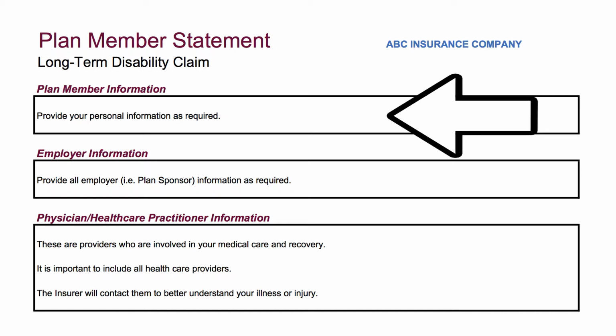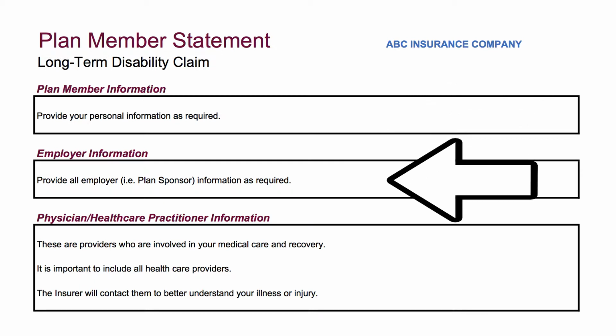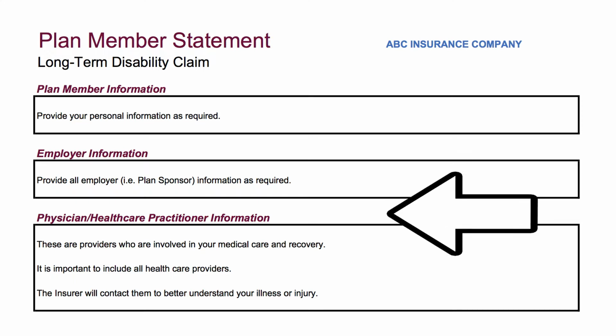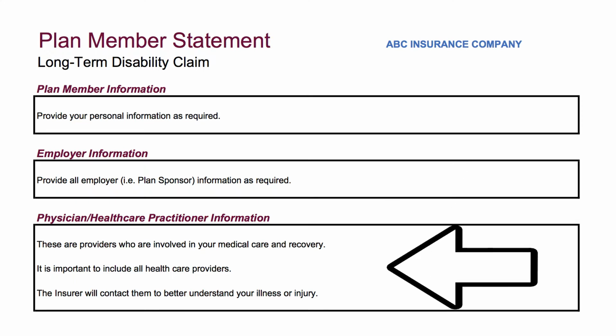That's going to be your personal information, your name, your address, your contact particulars. The next section in the application is going to be the employer information. So now you're going to provide all of the information regarding who your employer is, their address, their contact information as well. Next, as we move down a bit, what we're going to see is the physician and healthcare practitioner information. This is the providers that you've been seeing throughout the process of your illness or disability.